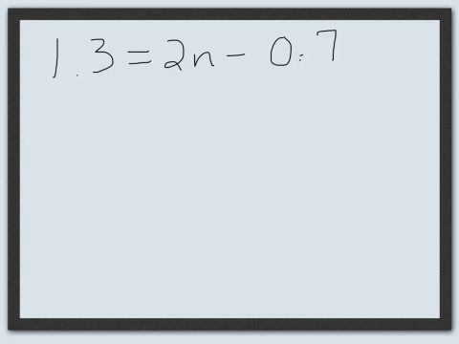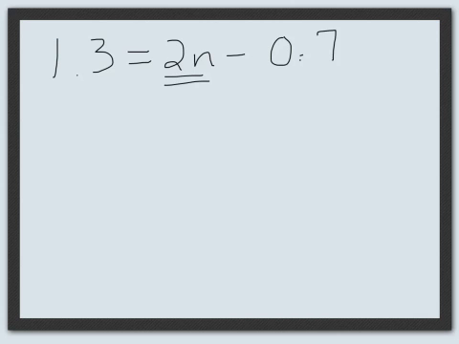The first thing you want to do when solving an algebraic equation is try to get the term that contains the variable by itself. In this case, the variable n is contained in the term 2n. To get this by itself, I need to get rid of the minus 7/10. In order to do this, I'll do the opposite of what's there.